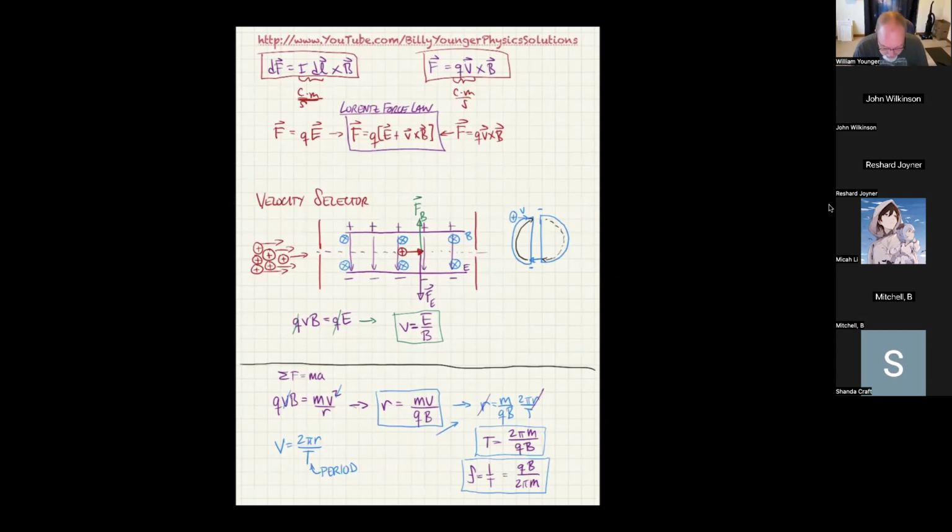Of course, you can't do that really with the F equals qv cross B or the I dL cross B necessarily. Those go on memory, but these other ones you can derive. Anybody have any questions on that?